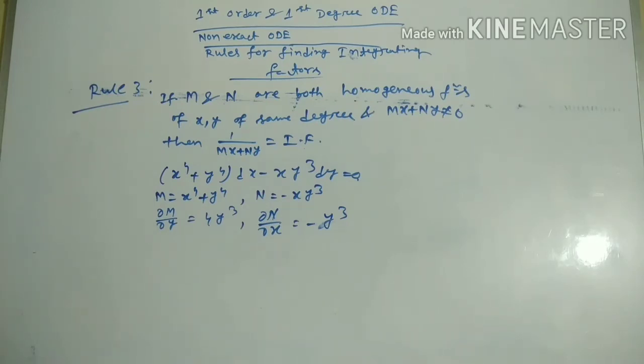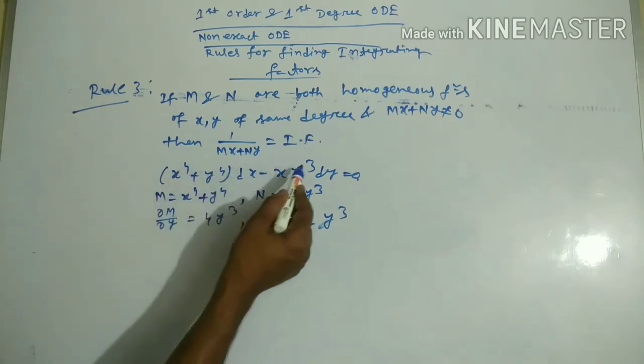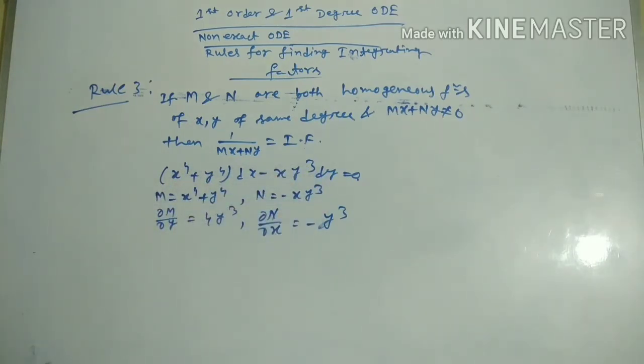Now we can see that both the functions M and N are homogeneous functions of the same degree. How can we understand that functions are homogeneous? If all the terms present in M and N are of the same degree in total, then you can say that these functions are homogeneous. Here see that the powers of all the terms are 4, 4, 4, here 3 plus 1, 4. If the powers of all the terms are the same in M and N, then you can say that they are homogeneous functions, and we can apply rule number 3.